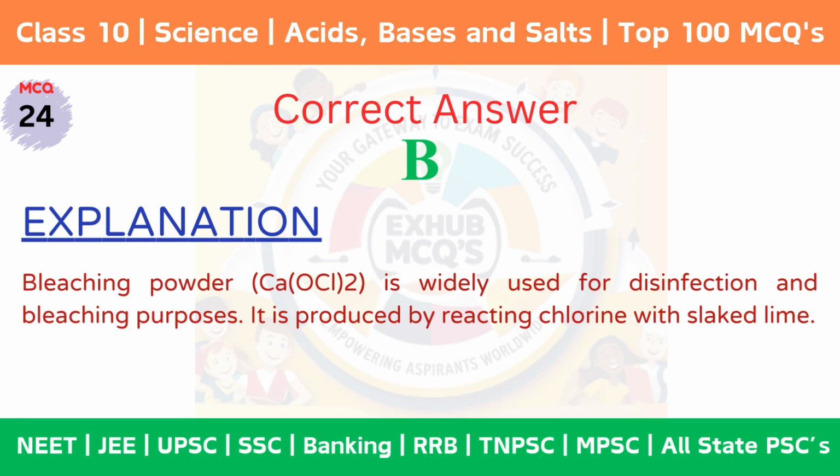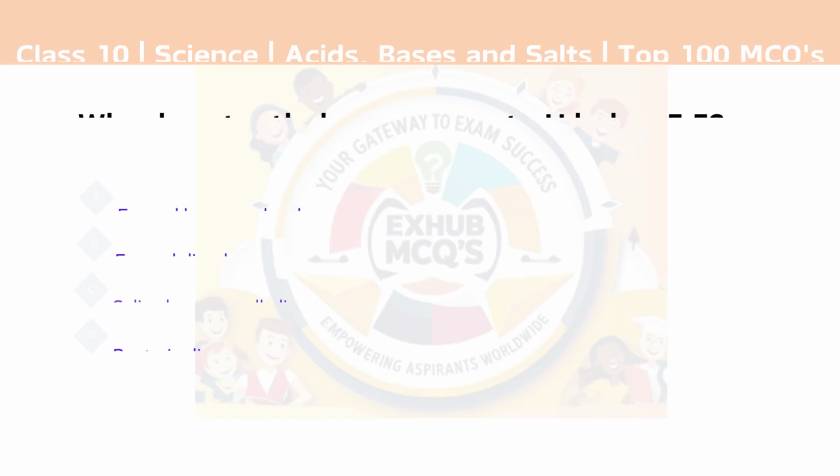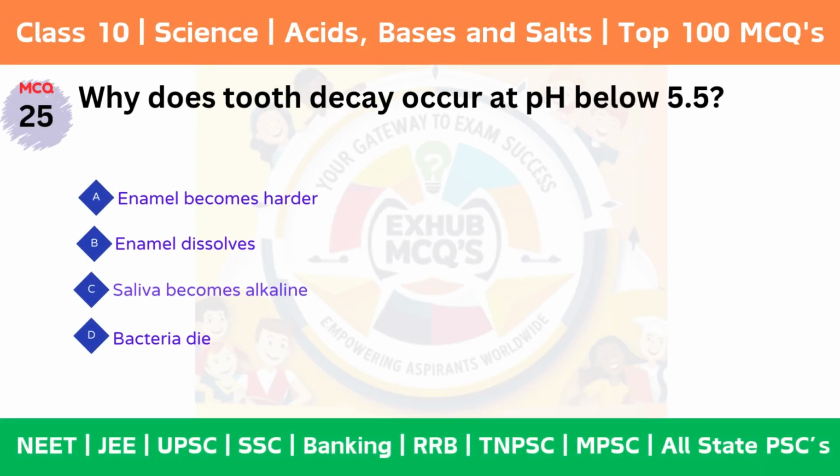Explanation. Bleaching powder, represented as CaOCl2, is primarily calcium hypochlorite. It is widely used for disinfection, water purification, and bleaching fabrics. MCQ 25. Why does tooth decay occur at pH below 5.5? Option A, enamel becomes harder. Option B, enamel dissolves. Option C, saliva becomes alkaline. Option D, bacteria die.